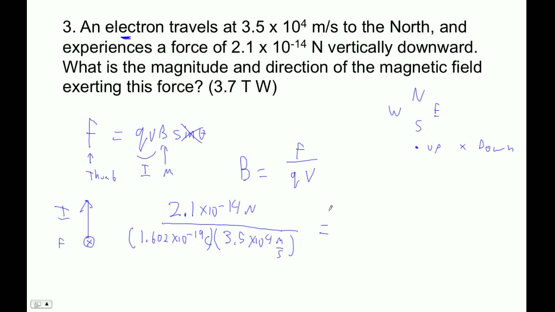2.1 times 10 to the minus 14th divided by 1.602 e to the minus 19th divided by 3.5 e to the 4th. And I get 3.745. Apparently I only have 2 sig figs, Teslas, right? Okay, so that's about 3.7 Teslas, right?